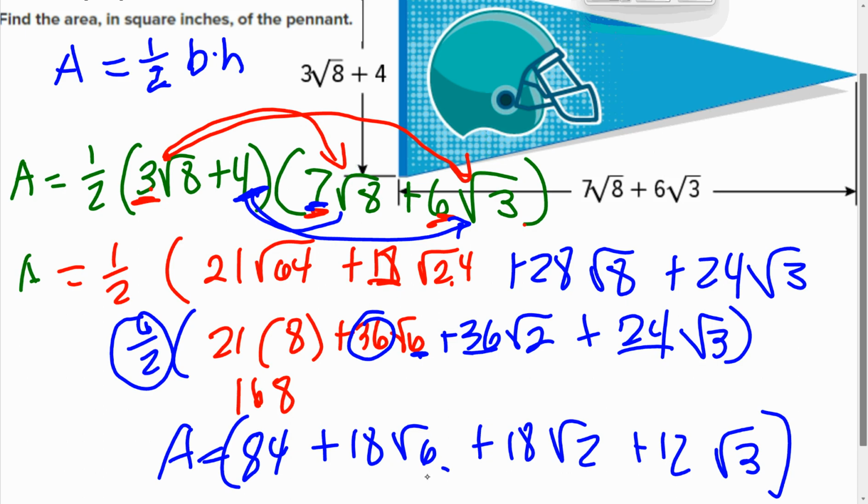And I can't combine these because these are different types of roots. So I'm not able to combine √6, √2, and √3.